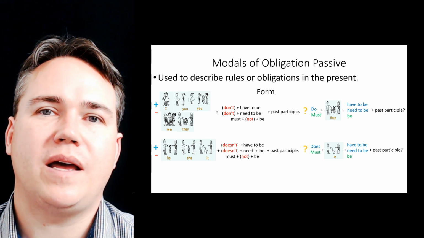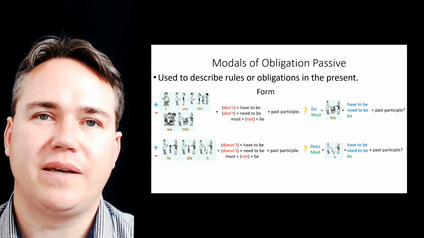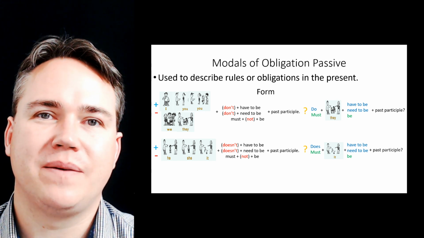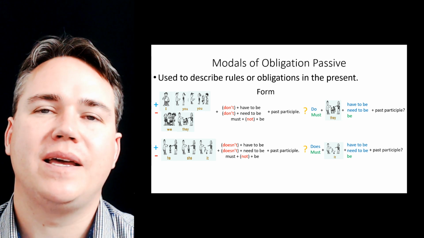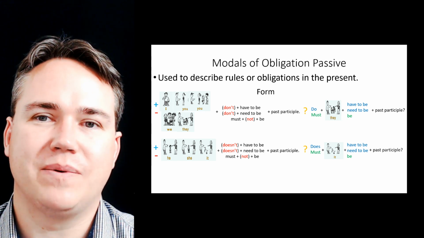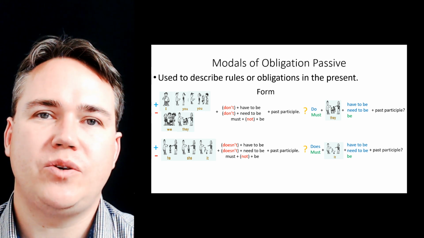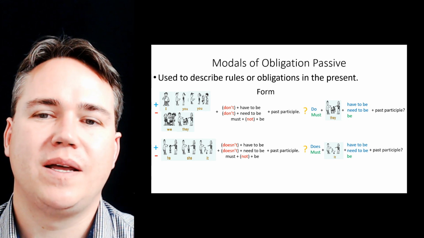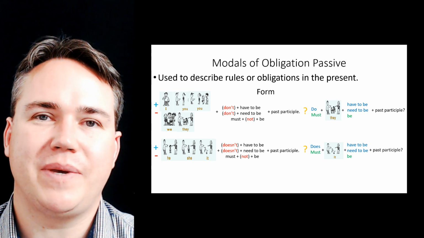For have to, it changes. I have to be, you have to be, we have to be, they have to be, and past participle. He has to be, she has to be, it has to be, and past participle. Do I, do you, do we, do they have to be, and past participle. Does he, does she, does it have to be, and past participle.